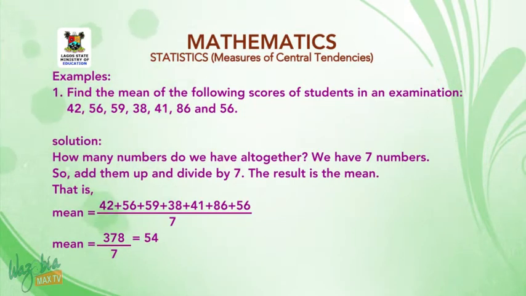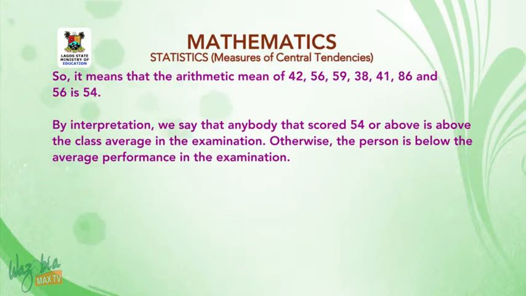Solution. Looking at the numbers, how many numbers do we have altogether, or how many scores? Counting them, we have 7 numbers. So add them up and divide by 7. The result is the mean. So mean equals 42 plus 56 plus 59 plus 38 plus 41 plus 86 plus 56, all divided by 7. When you add the numbers, you have 378 divided by 7, and that will give us 54. So the arithmetic mean of 42, 56, 59, 38, 41, 86, and 56 is 54.